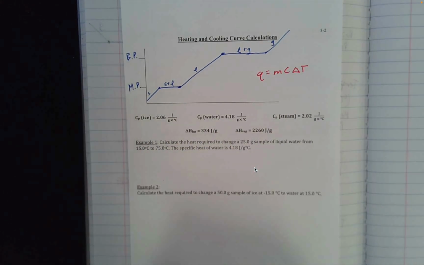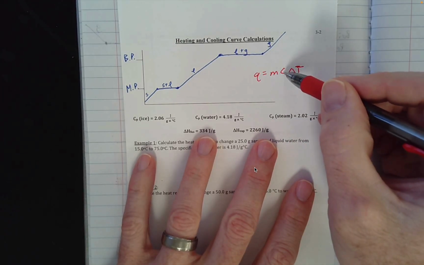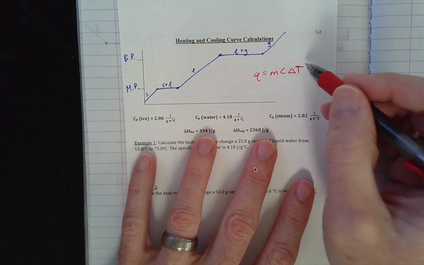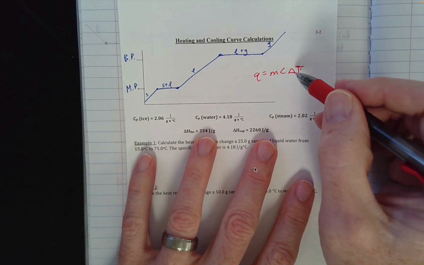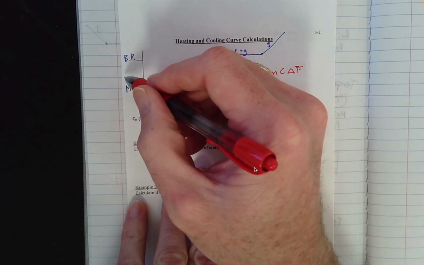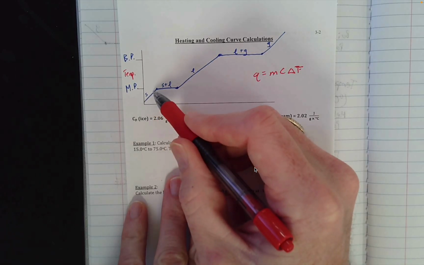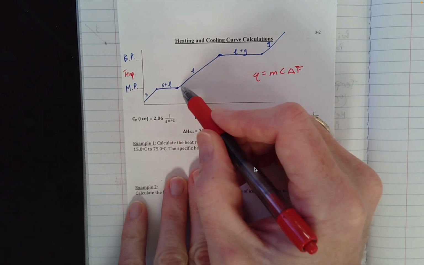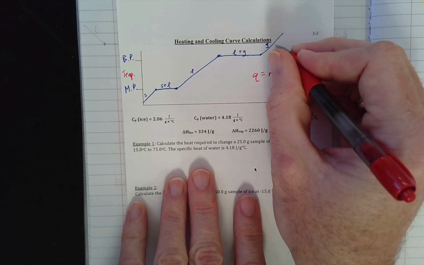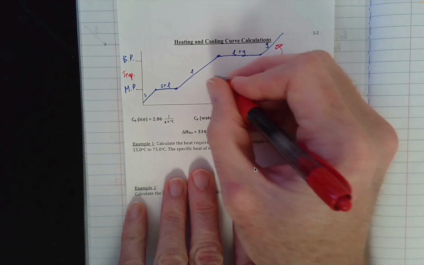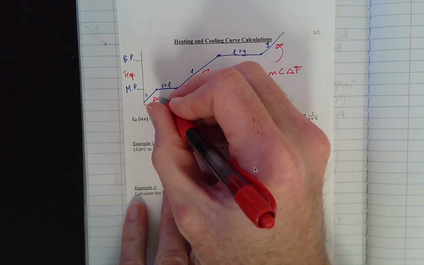Q equals mcΔT. Now, Q was heat, m was mass, c is specific heat, and ΔT is one term. That's the change in temperature, right? So your change in temperature, remember temperature is your y-axis, there is a temperature change right here when it's sloped, and there's a temperature change here, and there is a temperature change here. So you are allowed to use the mcΔT formula on all 3 of these places. That is perfectly fine. That is exactly like normal.